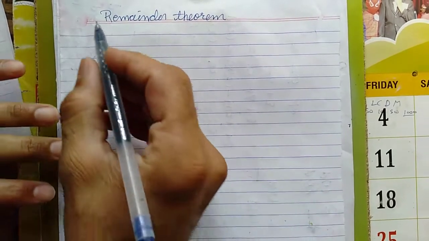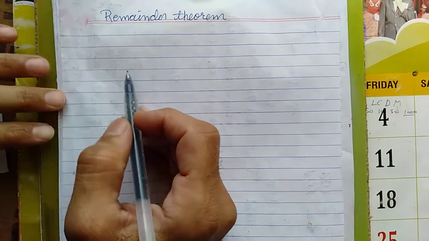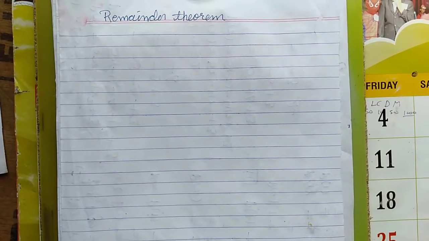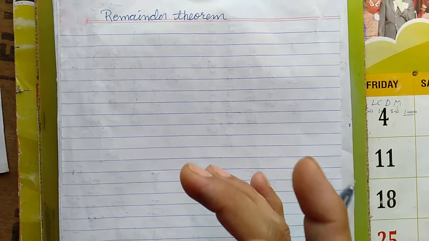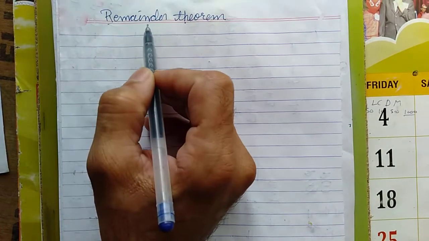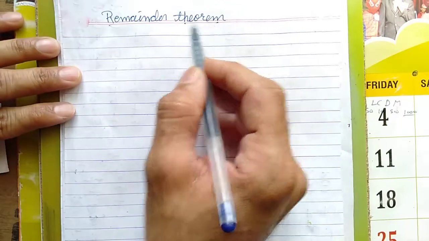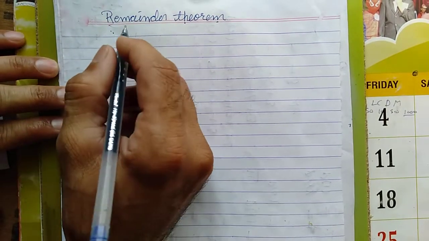Dear students, in the previous video we finished exercise 2.2 of chapter 2, Polynomials. Now in this video we are going to learn exercise 2.3, and that is the remainder theorem. I have written here "Remainder Theorem". First of all, what is the remainder theorem? For this we will take some small examples.